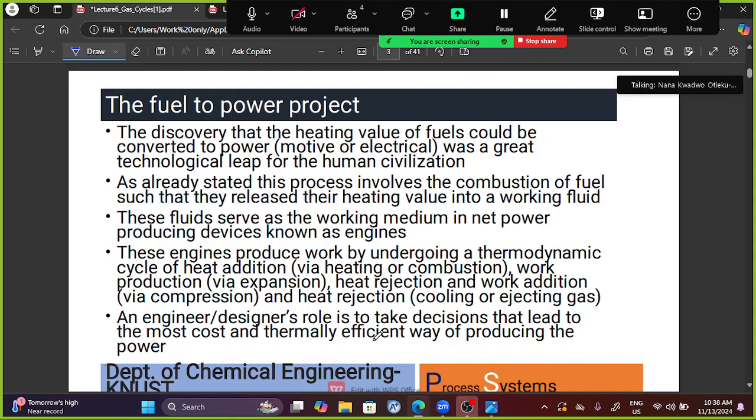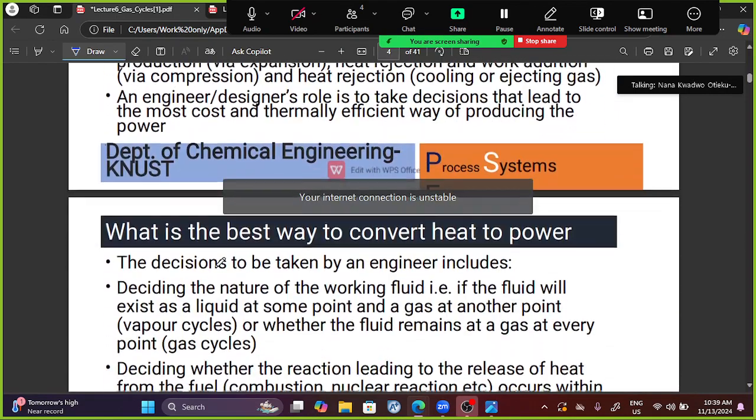Okay, and these work with thermodynamic cycles, so there's going to be some compression, some heating, some cooling and expansion. So that's what this slide is talking about: the fact that there is a way we can burn or utilize fuels, obtain heat from the fuels, transfer that heat to a working fluid, and then use that in generating power or some kind of work, right?